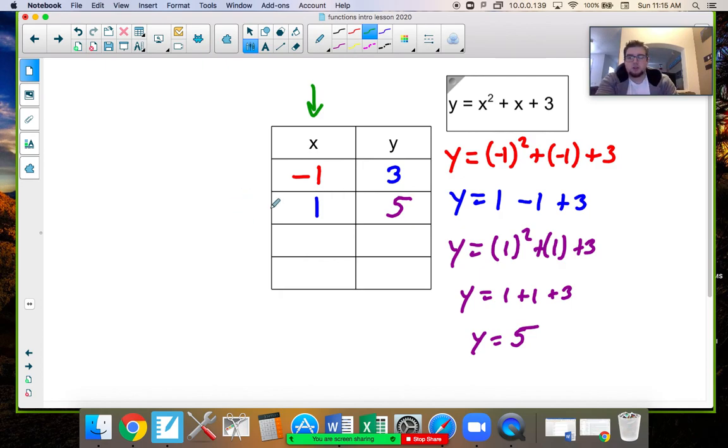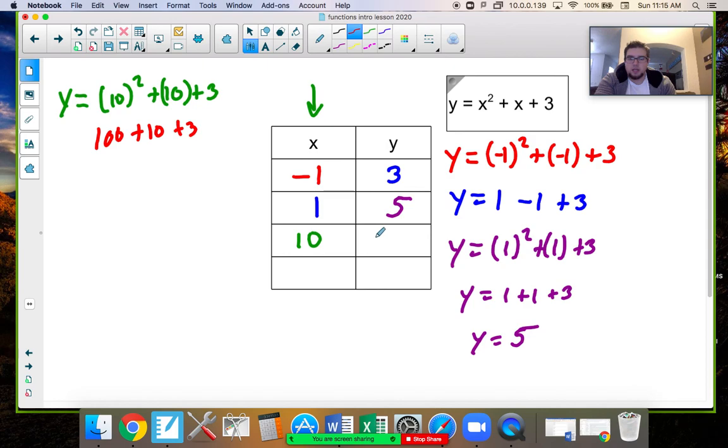So if you're unsure, like maybe you don't know what's going to happen when we plug in 10. Well, plug in 10 here. Here's 10 squared plus 10 plus 3. The 10 doesn't need parentheses, even though it's not 100% necessary. We get 100 plus 10 plus 3, so we get 113.